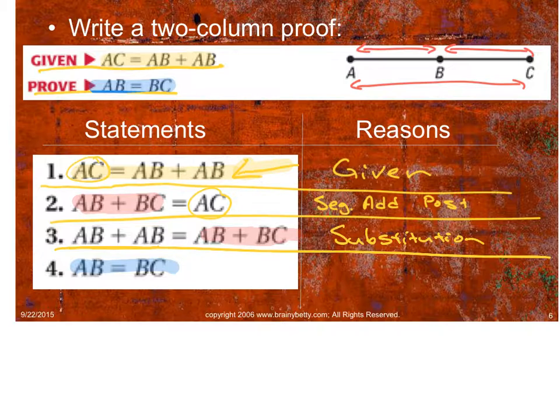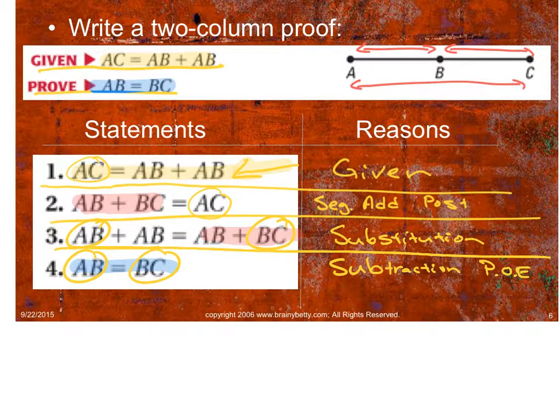All right, lastly, this stayed the same, this stayed the same, but something has disappeared. AB disappears. How? Subtraction. We subtracted AB from both sides. That's the subtraction property of equality. Usually I'm pretty forgiving if you just wrote subtraction, but again, don't just write sub. I'm not okay with that.